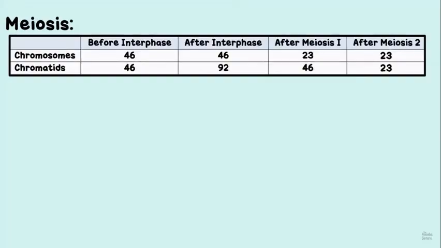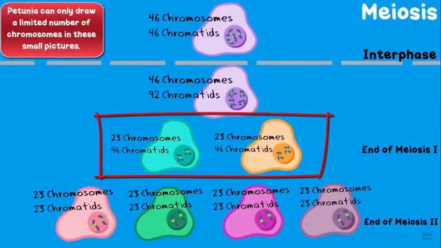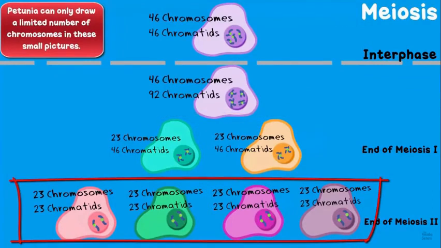Now let's take a look at meiosis. We have 46 chromosomes in the starting cell, and right now they each have one chromatid, just like with mitosis. They duplicate in interphase, and we still have 46 chromosomes, and there are 92 sister chromatids, just like we started with in mitosis. But at the end of meiosis 1, you have two daughter cells, and they each contain 23 chromosomes with 46 chromatids. At the end of meiosis 2, you have four cells that each have 23 chromosomes, 23 chromatids.